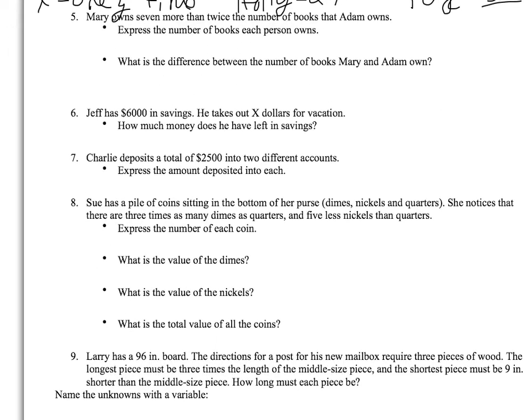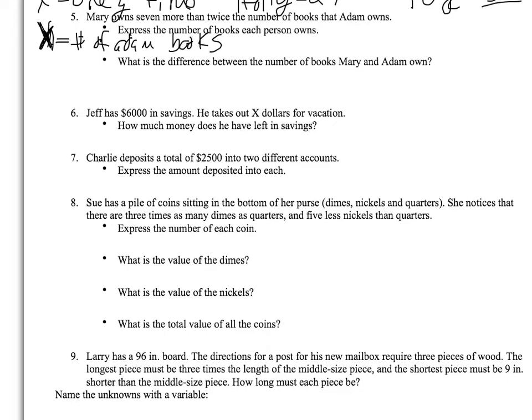So we're just writing some expressions and figuring out how we're writing these. So Mary owns 7 more than twice the number of books that Adam owns. So who owns more books, Mary or Adam? Well, Mary owns more books, and we're basing this off of Adam. So we're going to let X equal the number of Adam's books.